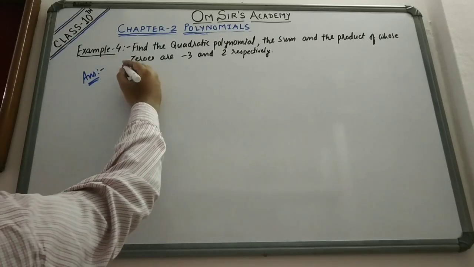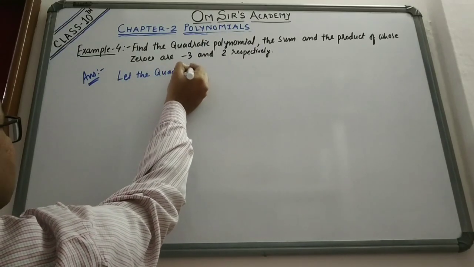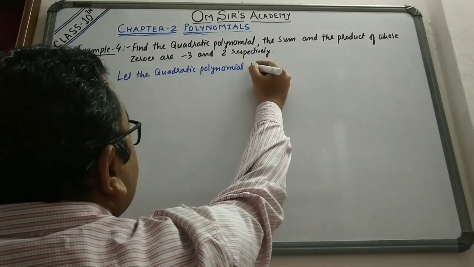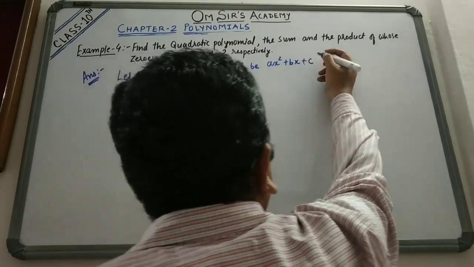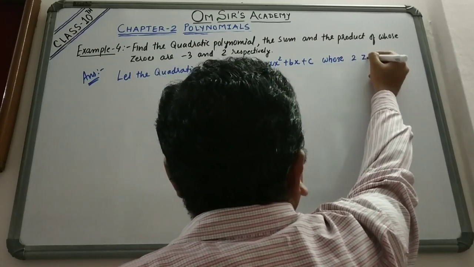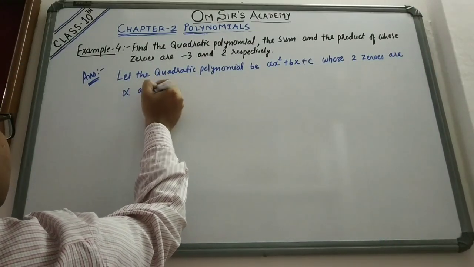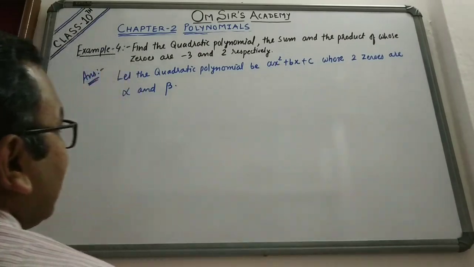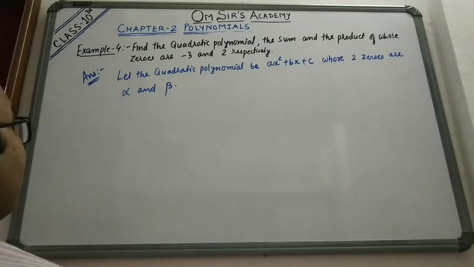First is, let the quadratic polynomial be ax square plus bx plus c, whose two zeros are alpha and beta. Okay? तो मान लेते हैं कि वो क्वाड्रेटिक पॉलिनोमियल कुछ इस फॉर्म में है, ax स्क्वायर प्लस bx प्लस c, जिसके दो जीरोस है वो अल्फा एंड बीटा है.